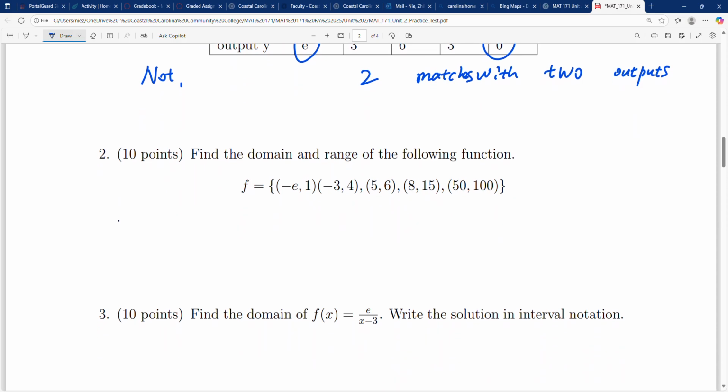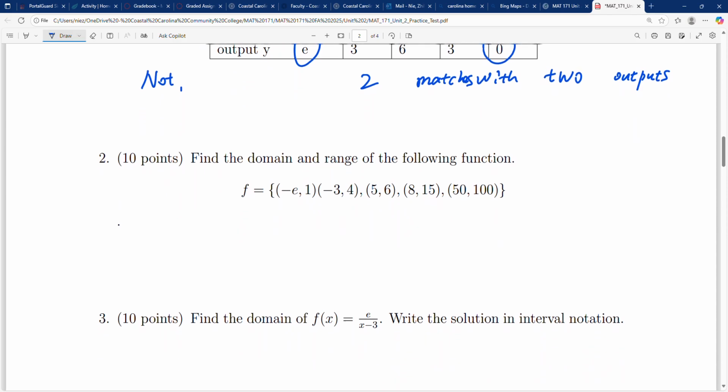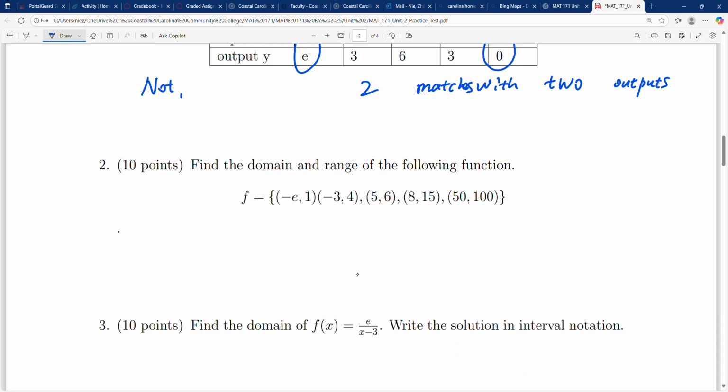Now, let's see the second one, find the domain and range. So the domain, this one is pretty simple. The domain is just all the x values. But you should use brackets, since this is a set. A set, use brackets. This means a set, a collection of these 5 numbers.